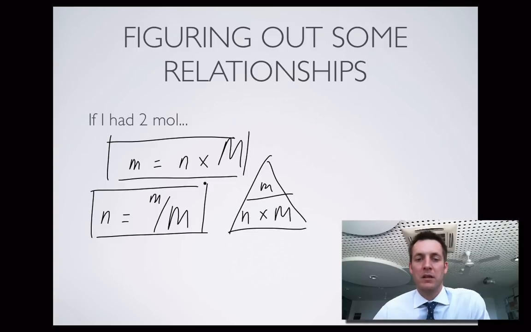So little m equals n times big M. Big M equals little m over n. Sometimes you'll need to use that one, okay? If someone tells you the mass of substance that you've got and the number of moles that is, then you could divide the mass by the number of moles and that would tell you big M.